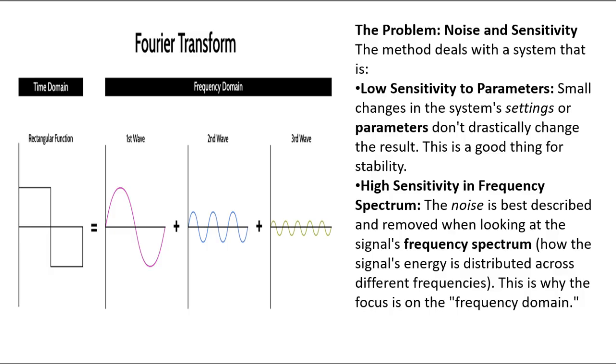The problem: noise and sensitivity. The method deals with a system that is low sensitivity to parameters. Small changes in the system's settings or parameters don't drastically change the result. This is a good thing for stability. High sensitivity in frequency spectrum. The noise is best described and removed when looking at the signal's frequency spectrum, how the signal's energy is distributed across different frequencies. This is why the focus is on the frequency domain.